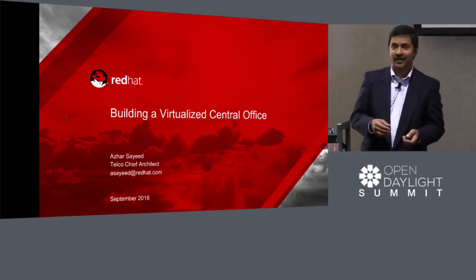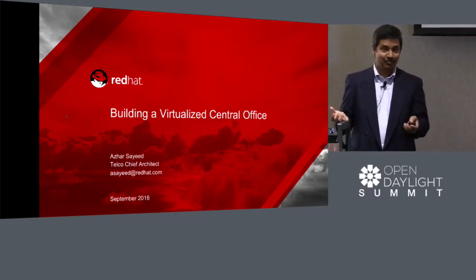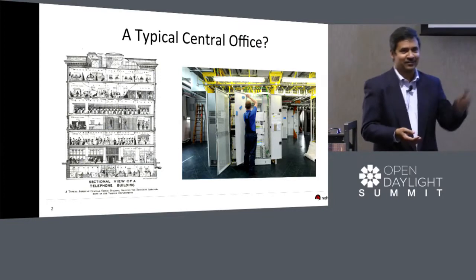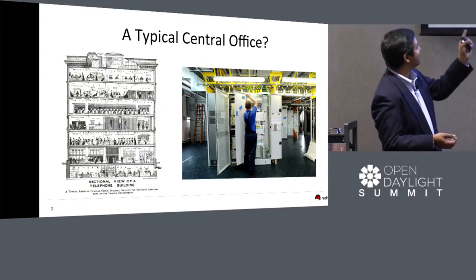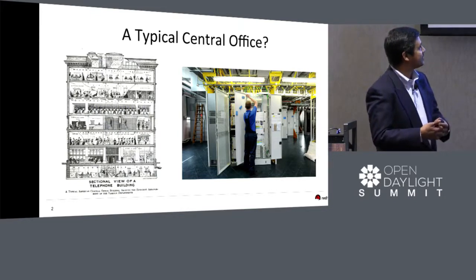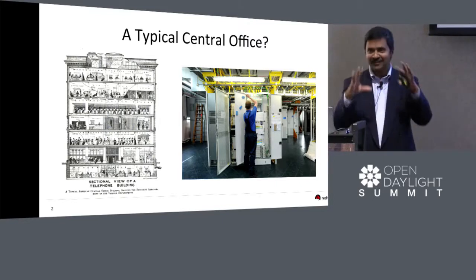where I'm going, and particularly why here and why Open Daylight, because we believe that Open Daylight can solve a bunch of problems. So virtualizing a central office, that's a picture from one of the books that talks about sectional view of a telephone building. It's a typical American central office organized by departments, so nicely done, right?